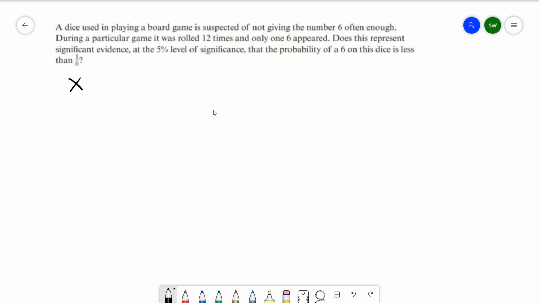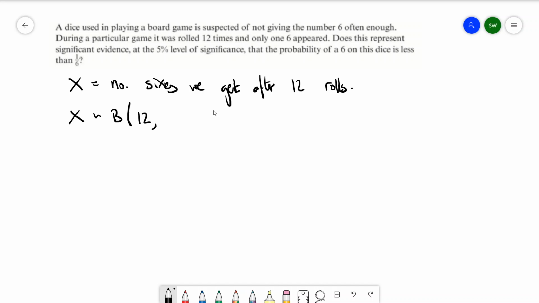So the first thing that we're going to do is define our test statistic. So x is our random variable, which is the data that we're going to get. So we're going to count the number of 6s we get after 12 rolls. So we know that x is going to be binomially distributed, the number of trials is 12, and p is going to be the probability of getting a 6.